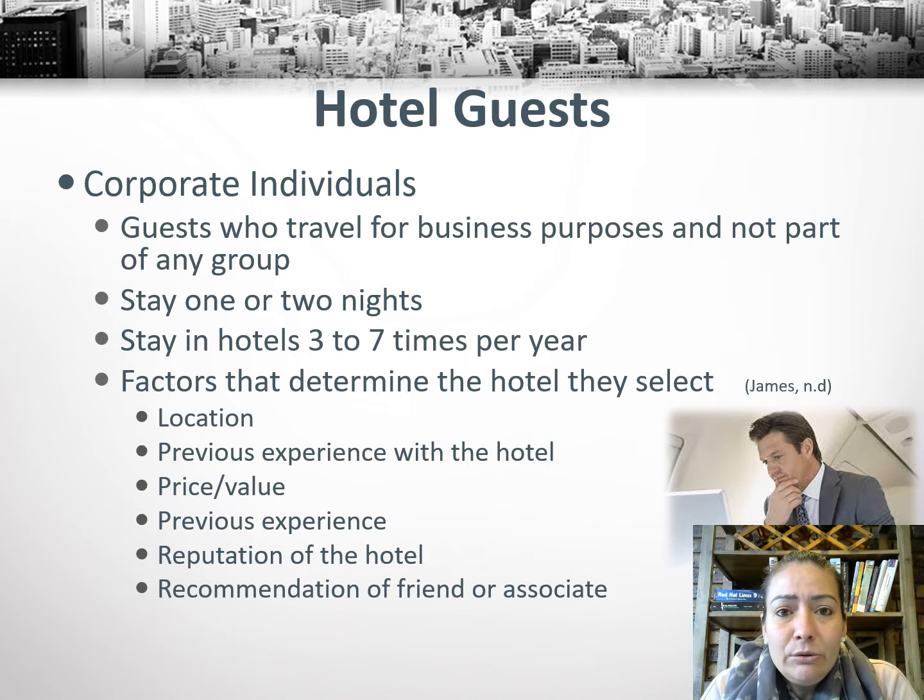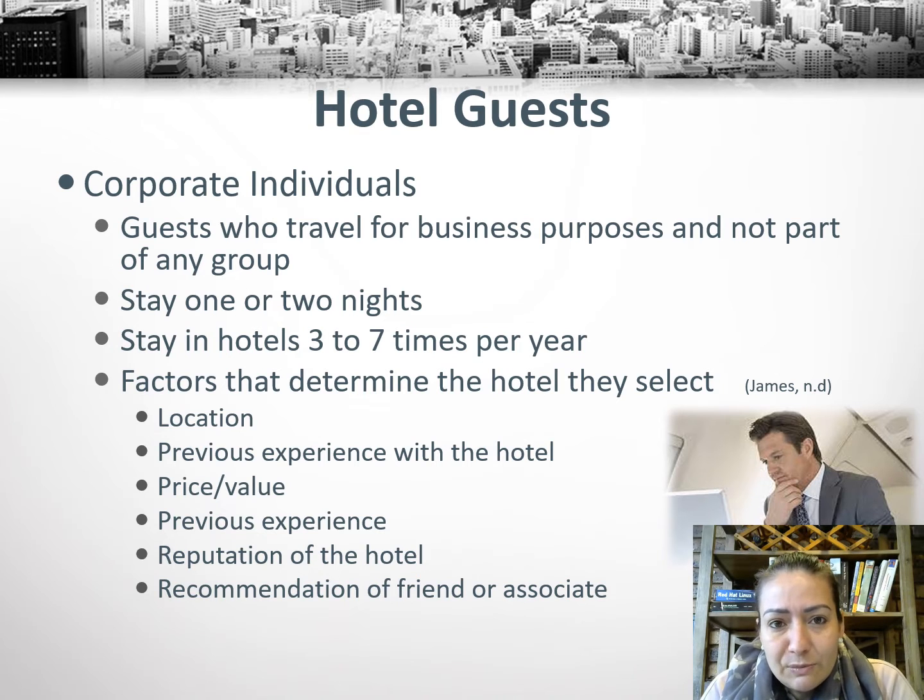The price and the value, because they are not staying there for that long, they're not going to pay thousands of rands or dollars to stay for 1 or 2 nights. They do, however, want value for money. They have certain requirements. They want Wi-Fi, quick Wi-Fi, so good internet access. They would most likely want business facilities, those kind of things. So they want to pay a price, a good price. I'm not saying they're going to choose a cheap hotel. They would prefer a good price and value for money, obviously.